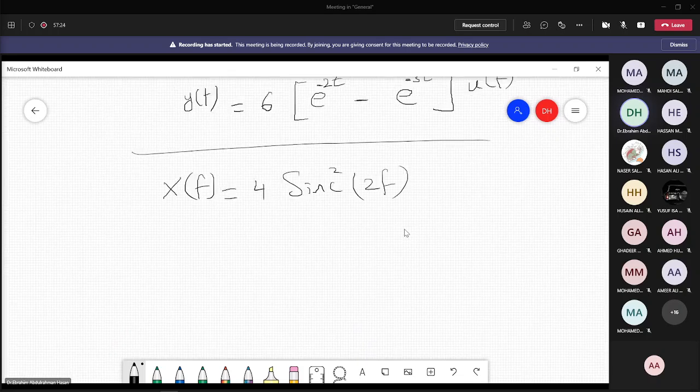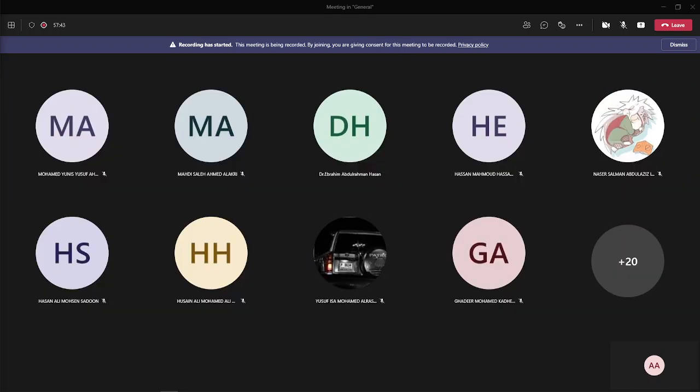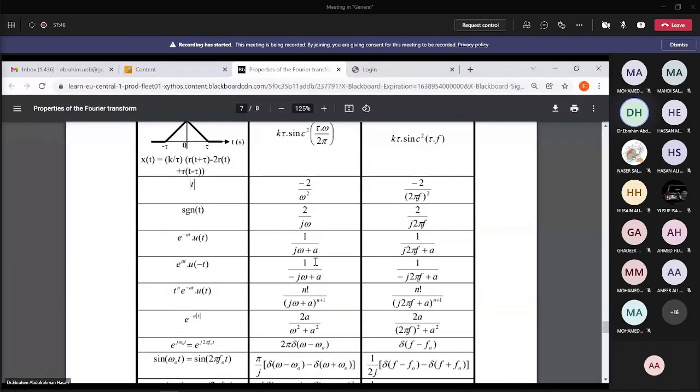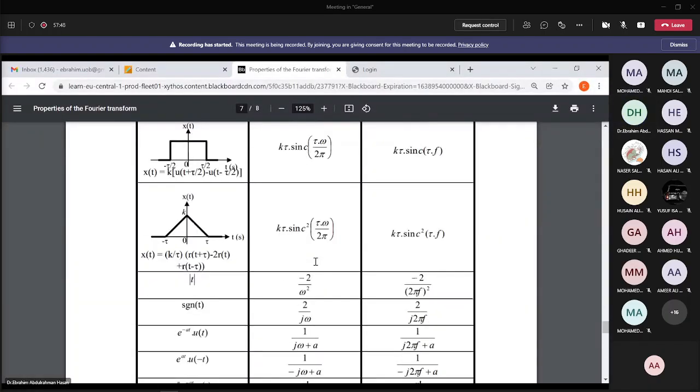Okay, here we want to find x of t. Notice here, before I solve it, if you look at table number 1, k tau sinc square tau f, then in the time domain you will get this one, this triangle.